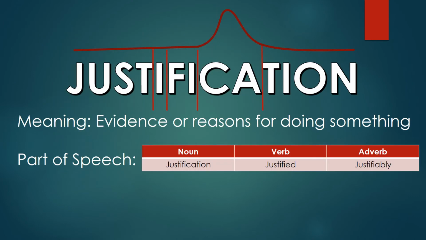As you can see, justification is the noun form. We know this from the tion ending. This is a helpful clue for you. The verb form is justified, and it's in the past tense. That's the ed ending. And lastly, the adverb is justifiably. Again, you can use the ending ly as a helpful clue for you.